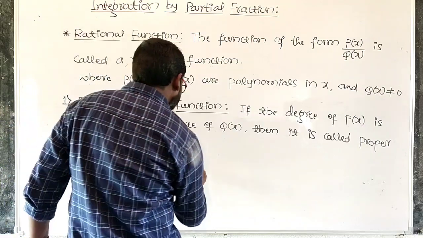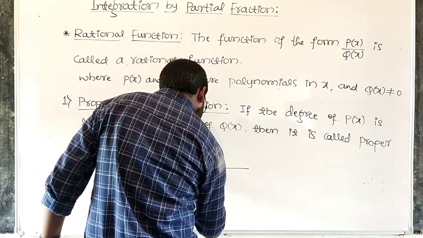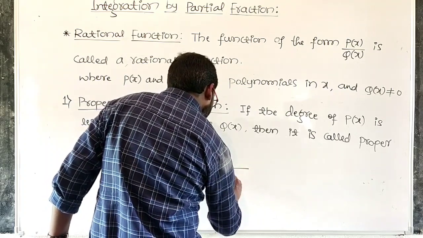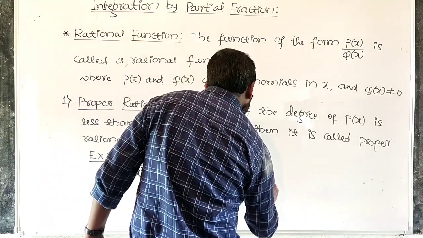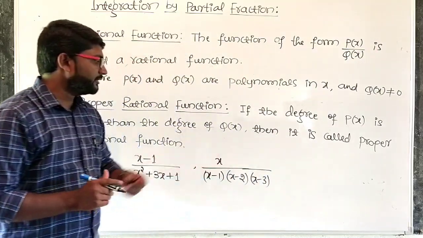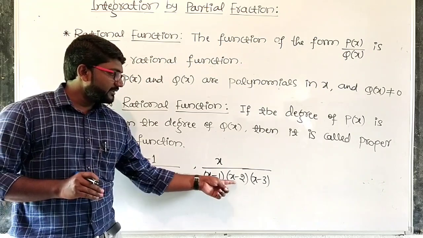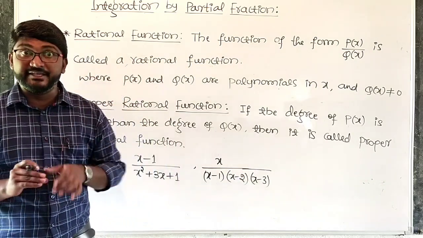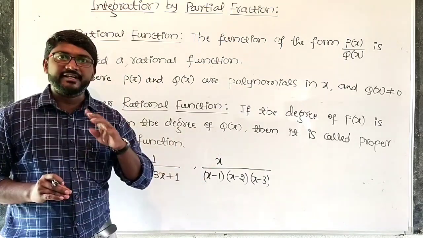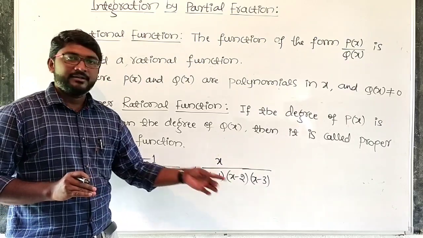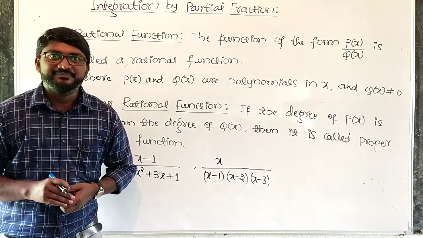Let me give another example: x divided by x minus 1 into x minus 2 into x minus 3. This is also a proper rational function. See the degree of the denominator. If you multiply all these terms, we get x cube. So the degree of the numerator is 1, whereas the degree of the denominator is 3. Therefore, this is also a proper rational function. This is all about rational function and proper rational function.